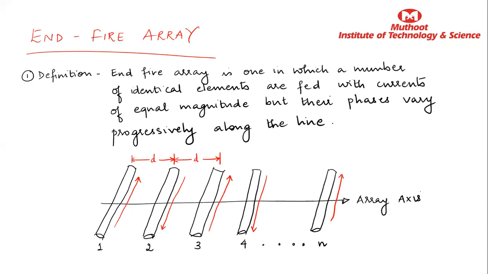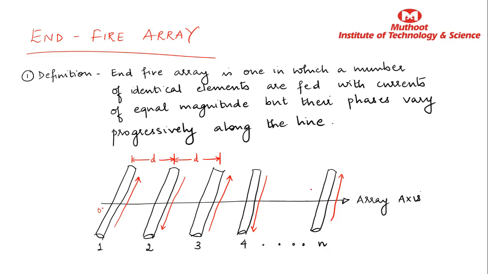So, end-fire array is something in which you'll see a number of identical elements which are fed with currents of equal magnitude, but their phases vary progressively along the line. So you can see there are n number of elements that we have placed here, but if one is 0 degree, the other will have a phase shift of 180 degree. They'll be equal in magnitude, and equally spaced at a distance of d along the array axis.